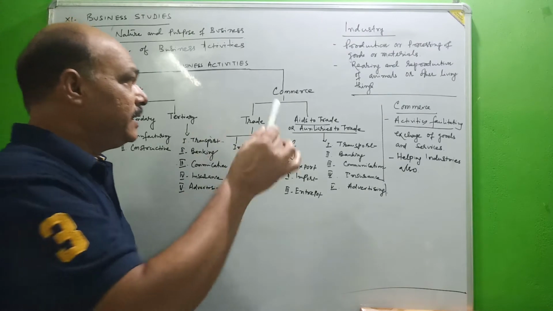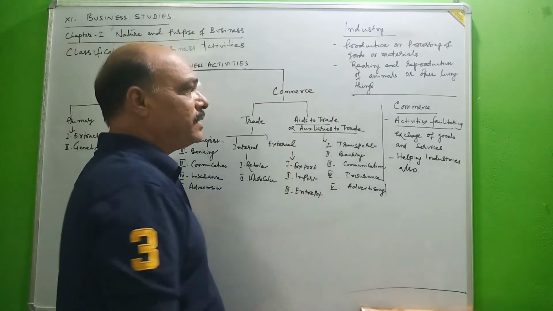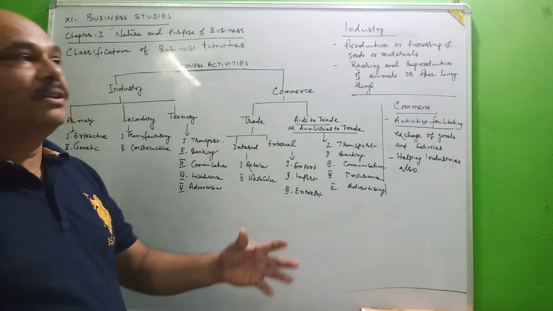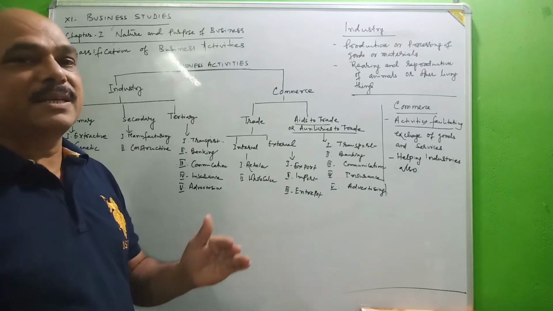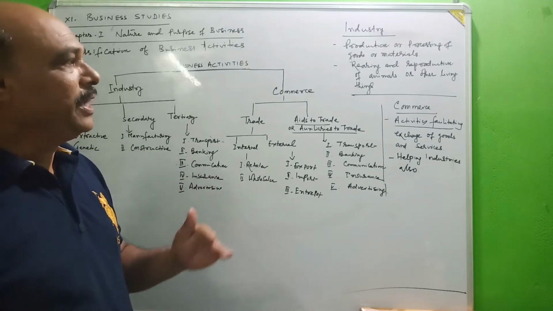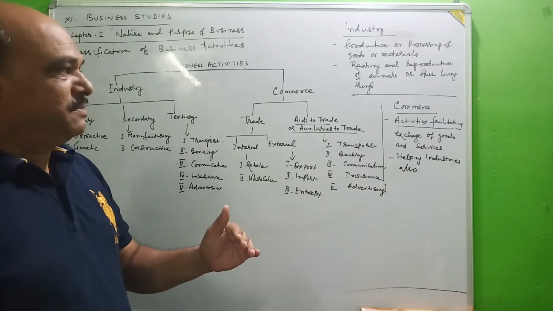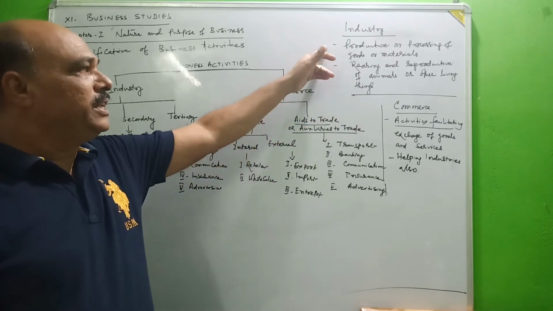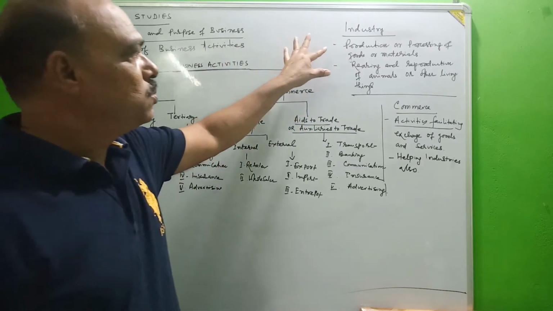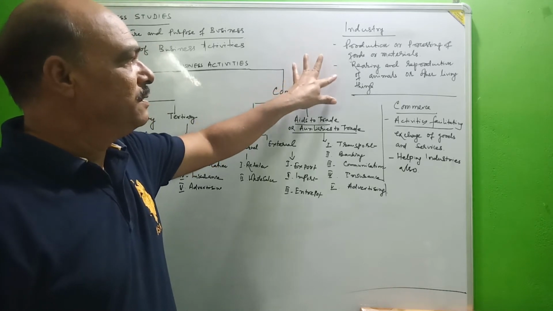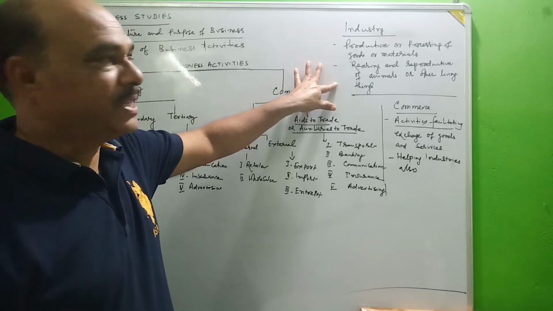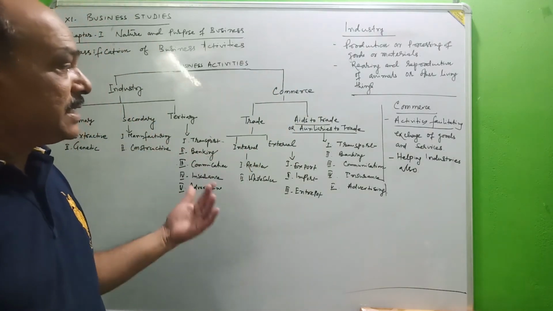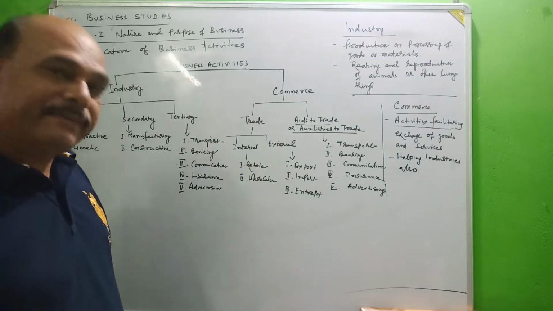Another is rearing and reproduction of animals and other living things, which also come under industry. Rearing and reproduction of animals, you can say poultry farming, animal husbandry, dairy, fishing, all these come under industry as well. So in industry there are two categories: production or processing of goods or materials, and rearing and reproduction of animals or other living things.